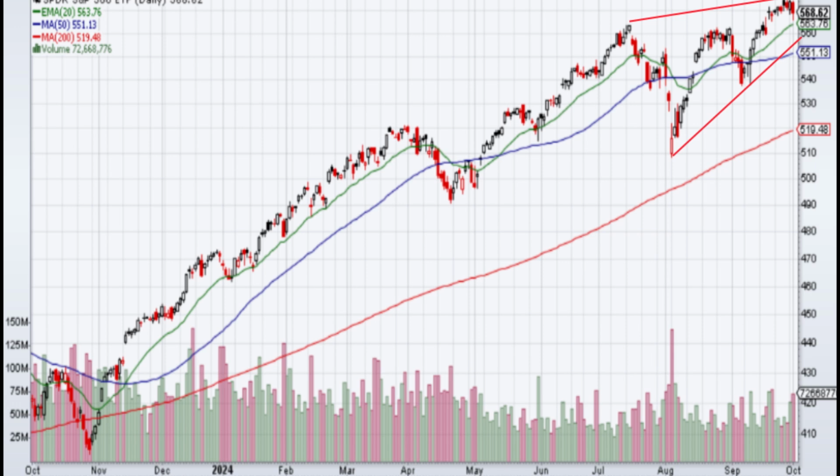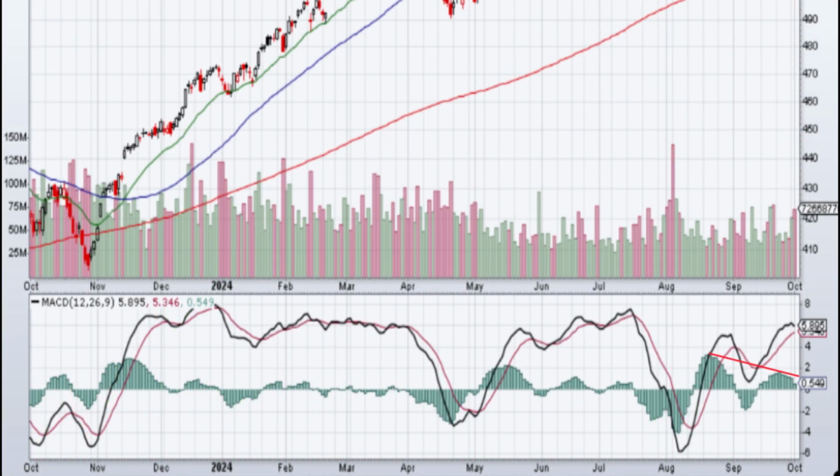As we can see, SPY has been in a consistent uptrend, indicated by the ascending 20-day EMA, green line, 50-day SMA, blue line, and the 200-day SMA, red line. Currently, the price is trading above all three moving averages, signaling a bullish trend. The relative strength index is at 58.90, showing some bullish momentum but not yet overbought. The MACD histogram is positive, indicating that the short-term momentum is in favor of the bulls.